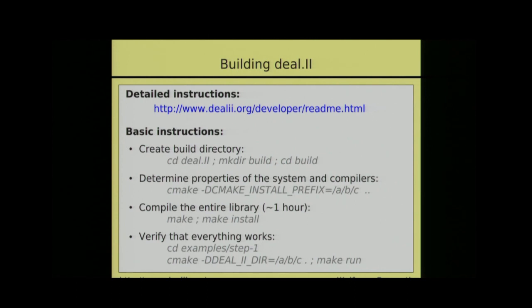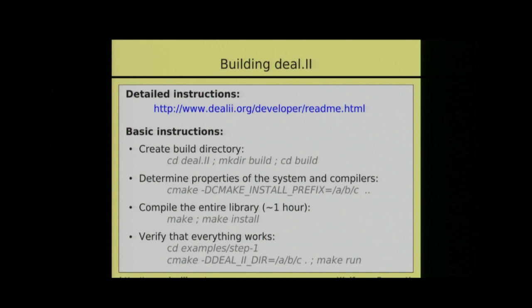And then there's a directory where the make system will put all the object files. These are the files that you get when you compile each one of the C++ files. And then there is a third directory where you put the final installation. So the final installation consists of the libraries, it consists of header files, and so on and so forth.